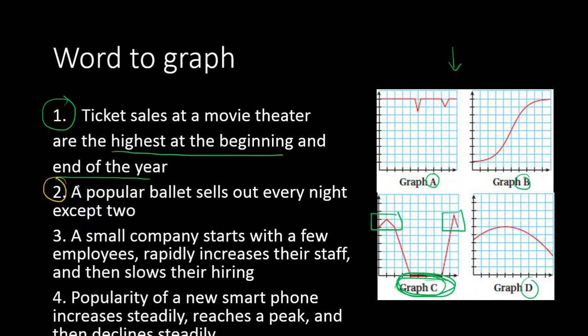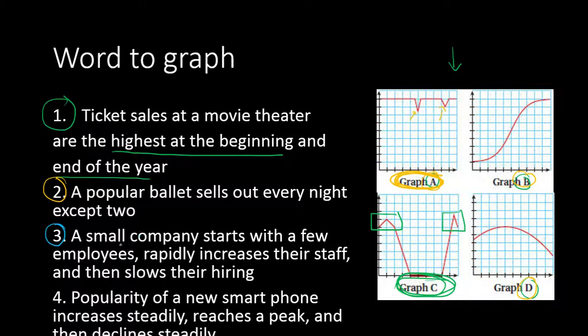Let's look at the second. A popular ballet sells out every night except 2. So if we're looking at a graph of ticket sales, that means that it should have a pretty constant line other than 2 times where it should dip a little low. So again, graph B increases over time. That doesn't really match our situation. Graph D doesn't really make sense either. But if you look at graph A, we have this constant line with 2 little valleys in it. That could represent a situation where you have these high ticket sales the whole time, and then suddenly you have these 2 dips where you didn't sell out. So graph A is going to most closely represent that situation.